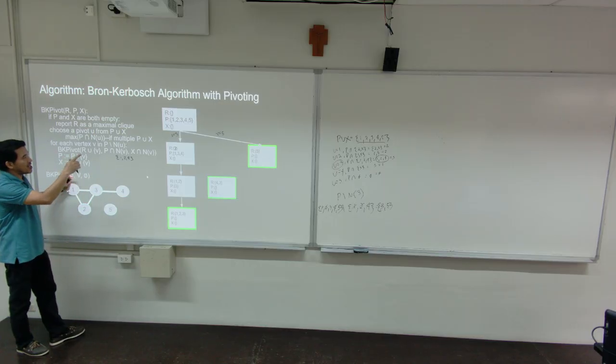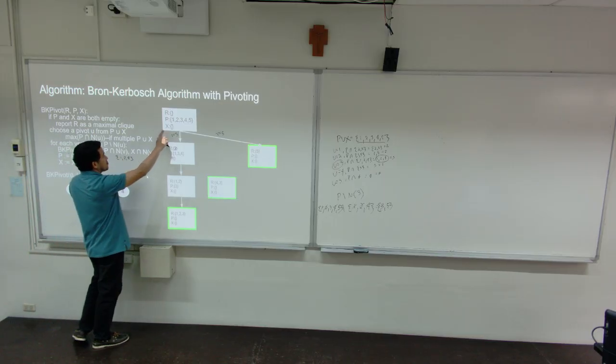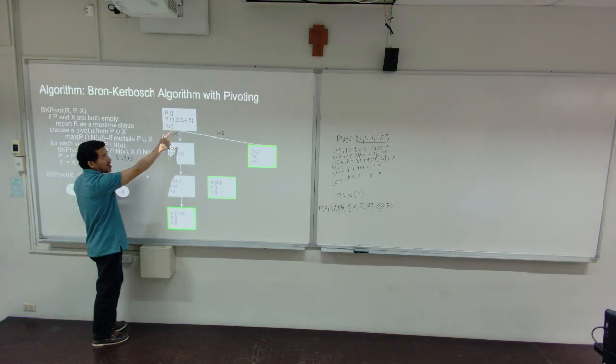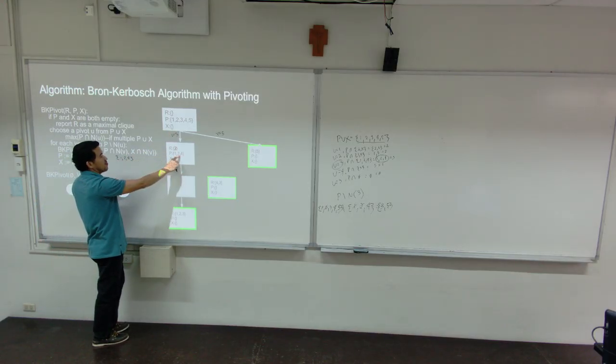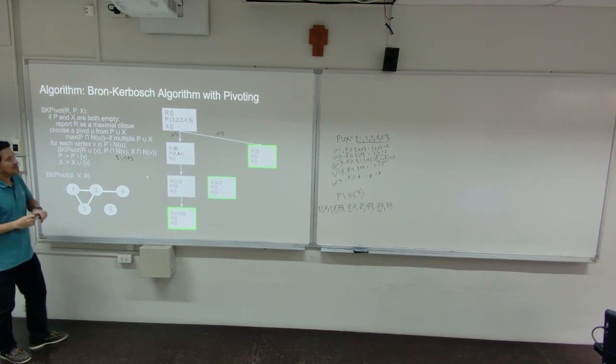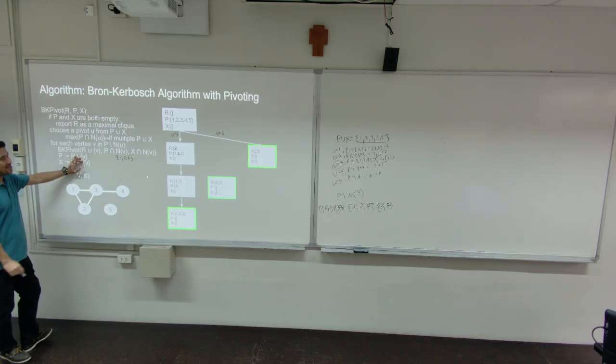Intersect with the value of P, which is 1, 2, 3, 4, 5. Okay, so we have 1, 2, 4. Because 1, 2, 4 with 1, 2, 3, 4, 5 intersect, it's still 1, 2, 4. So this is 1, 2, 4. Okay? So correct it in the slide.